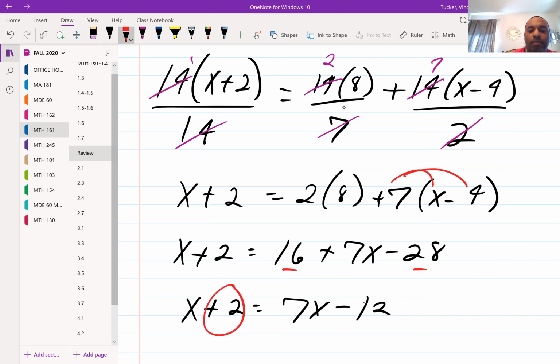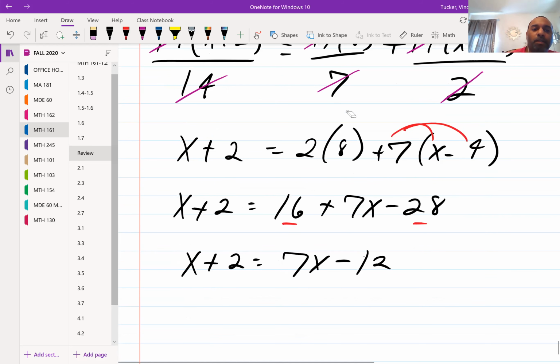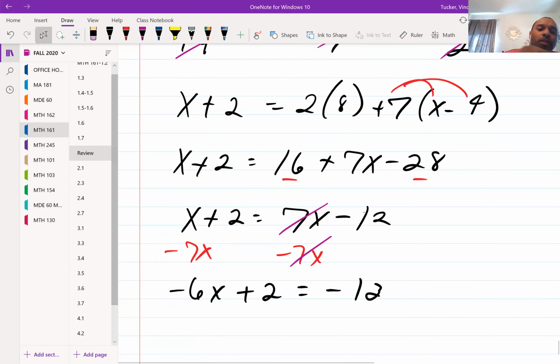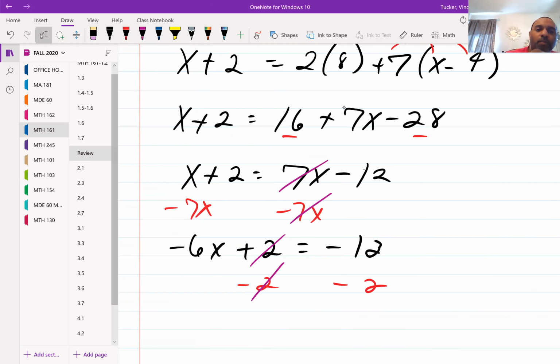Hold on. Let me see that again. You brought the 7 over. That's what you do next, but then you leave the 2 off and you don't deal with the 2. So that should have been 2 minus 12. Well, yeah, -2 and -12. Yep. So you minus 7x from both sides. That'll be -6x plus 2 equal to -12, excuse me. Then minus 2. And that'll be -6x equal to -14.